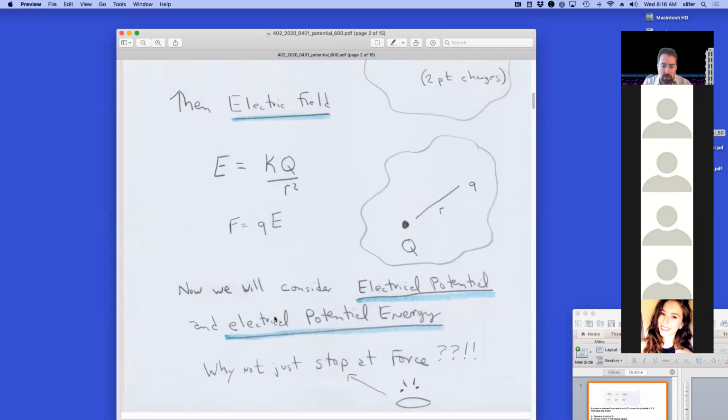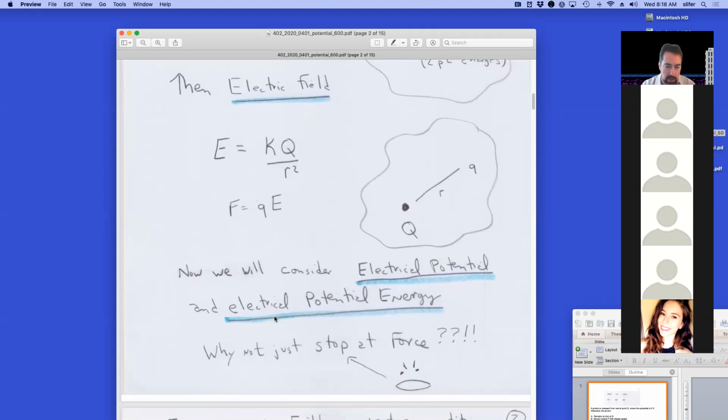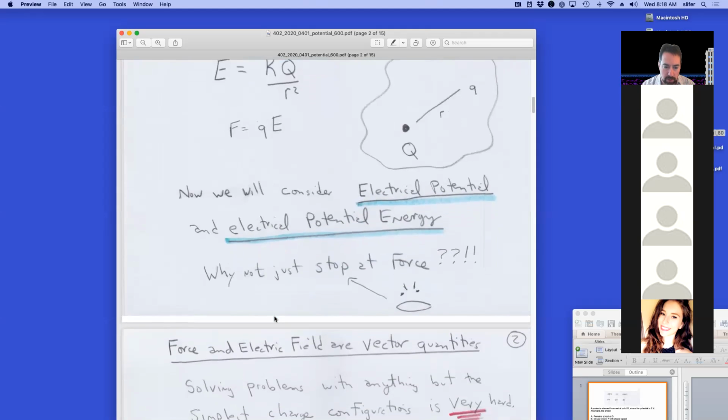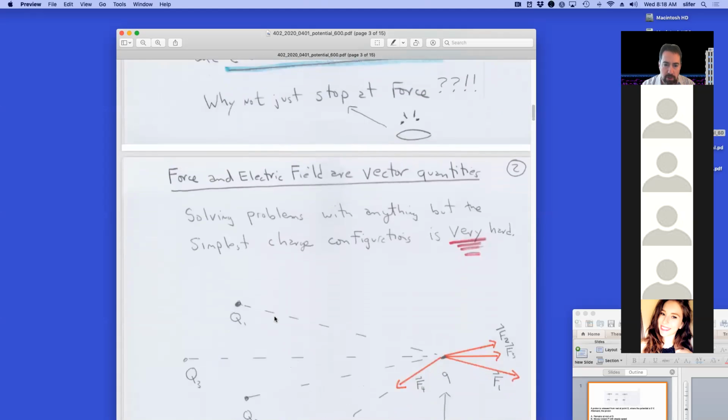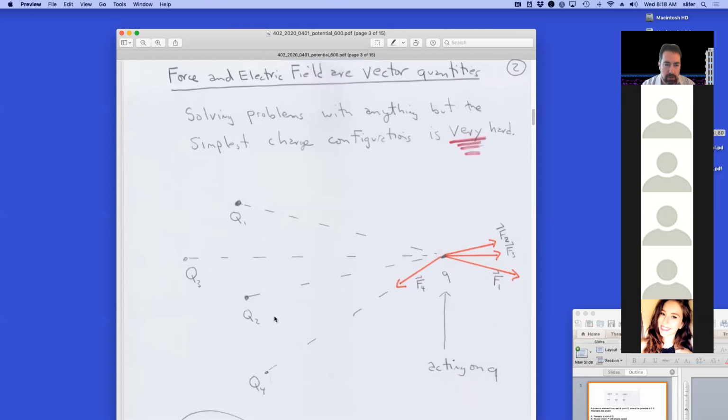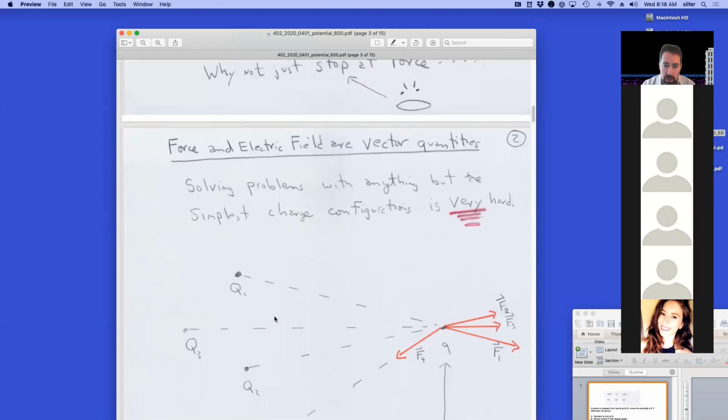And my inclination when I was a student was, why didn't we just stop at force? I got that. That was easy enough. Why keep making this more and more and more abstract? And I'm going to try to address that directly today and see if I can give you some motivation for that. So the very first reason why we do this is that force and electric fields are vector quantities.